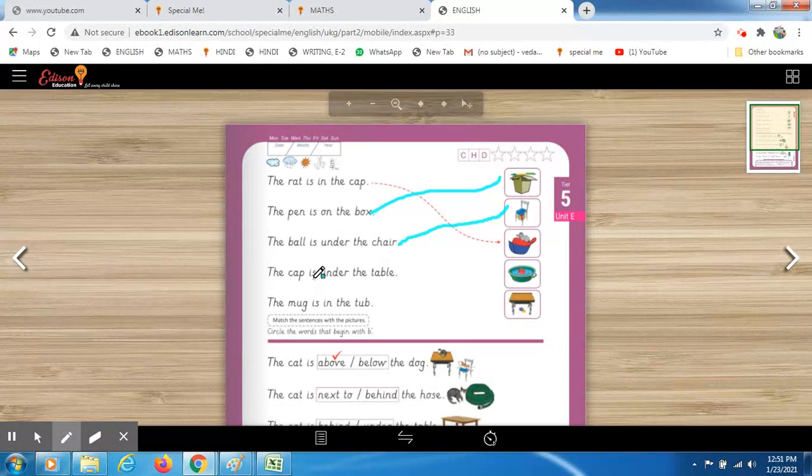The cap is under the table. So the cap is under the table. Now what are we talking about? We are talking about the table and the cap. So you have to see the picture. Where is the table? There it is, है ना.